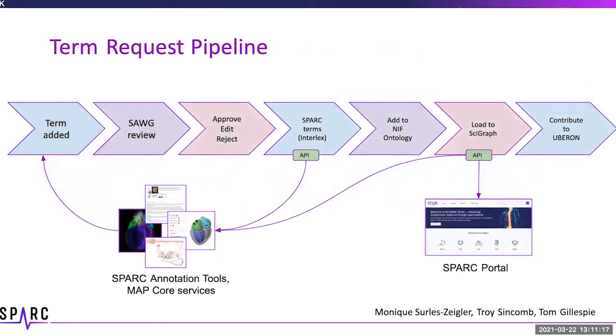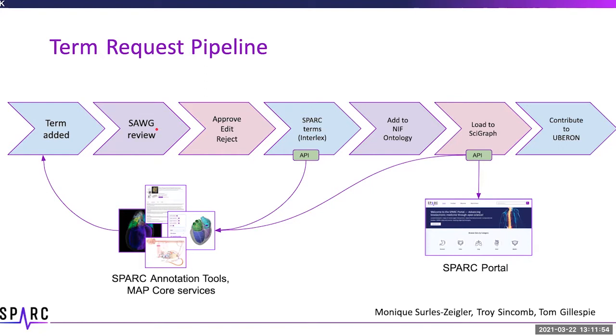Part of what we're doing in SPARC revolves around a term request pipeline. And so, one of the issues is that a lot of the ontology and terminologies are not rich in terms for the autonomic peripheral nervous system. And so, one of the activities within SPARC revolves around the SPARC Anatomy Working Group, where they're working to build out and enhance the terminologies around the data that SPARC is involved with.